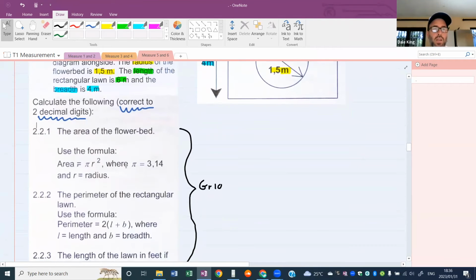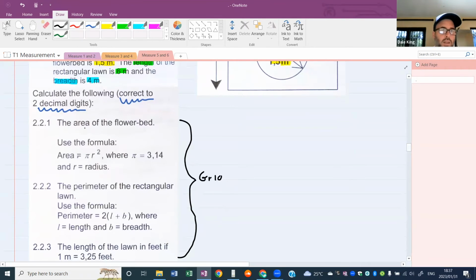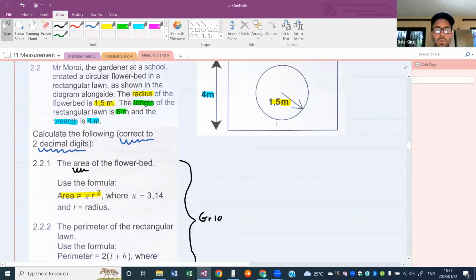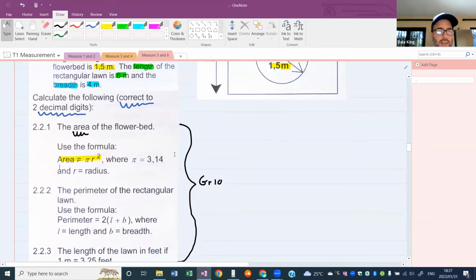All right. So calculate, what must I calculate? The area of the flower bed. We need the area of the flower bed. And they give us the formula. Area equals pi r squared. That looks like a circle formula. Of course, the flower bed is a circle. And they say pi is not 3.142. They say use pi as 3.14. Fine. You asked me to do that? I'll do that. All right. And r is a radius. Just so that you know that r is a radius.